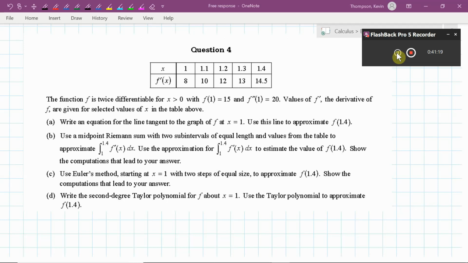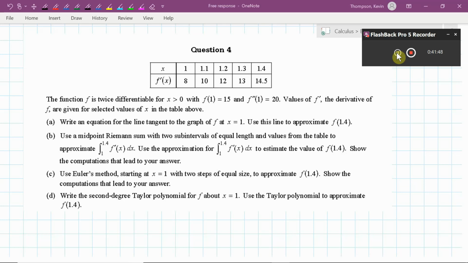Write an equation for the line tangent to the graph of f at 1. Use this line to approximate f of 1.4. Well, doesn't that just feel like locally linear stuff that we've already done? Like that should be easy. That's not a BC question. So one takeaway is, even on the BC test, so let's not do part A, you can do that later if you want, but there's a bunch of AB stuff mixed in.